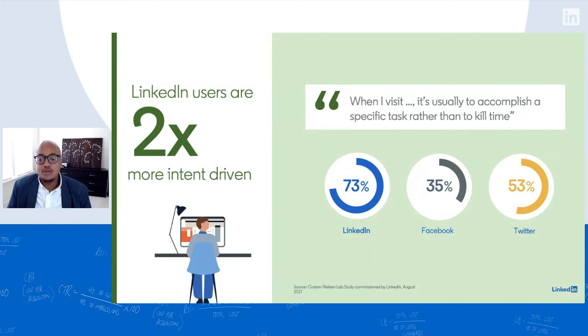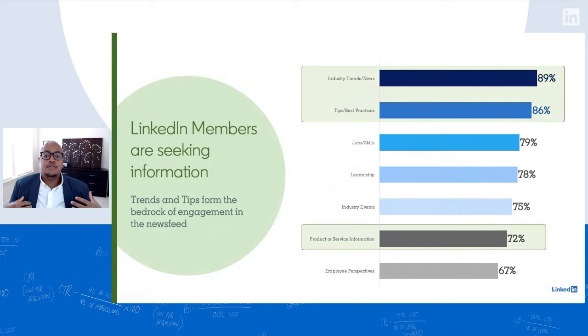I'm trying to kill time. And we did a survey on this to see if anecdotally, or at least research would bear out what we thought. And what we saw is that most people, when they come to LinkedIn, nearly 75% are coming specifically to accomplish a task, not trying to kill time. And that speaks to the differences in LinkedIn as a platform. You need to develop your content in a way that speaks to that intent nature.